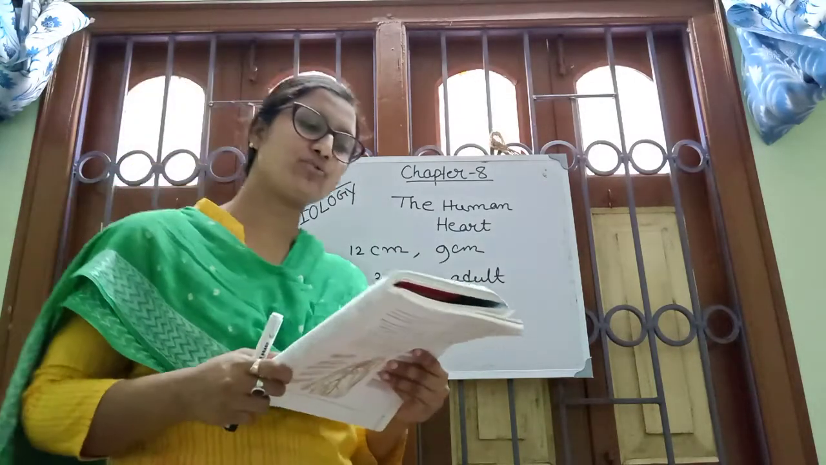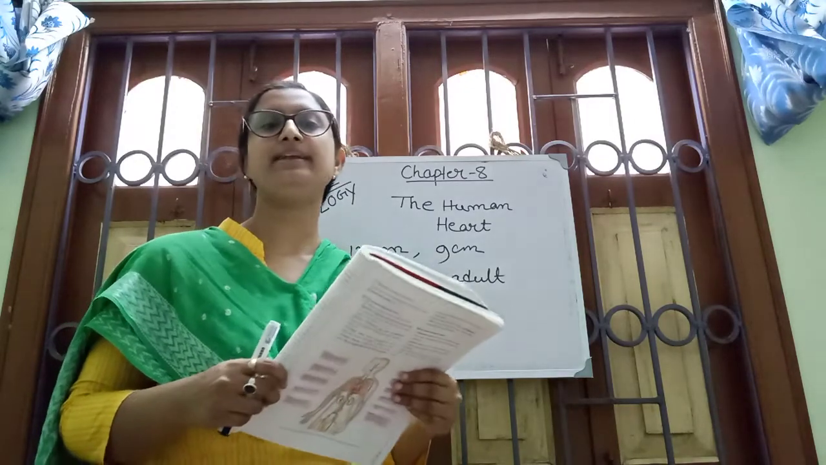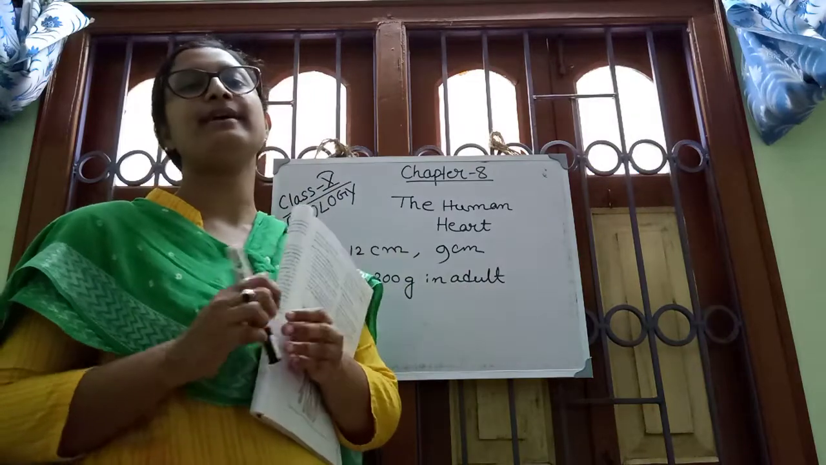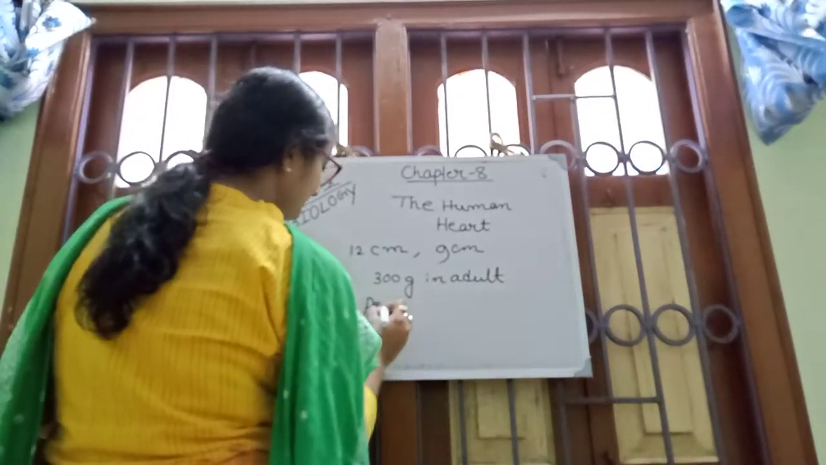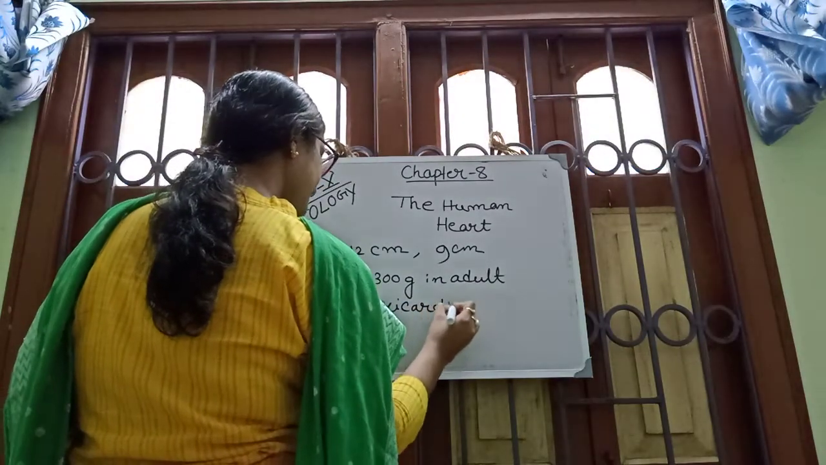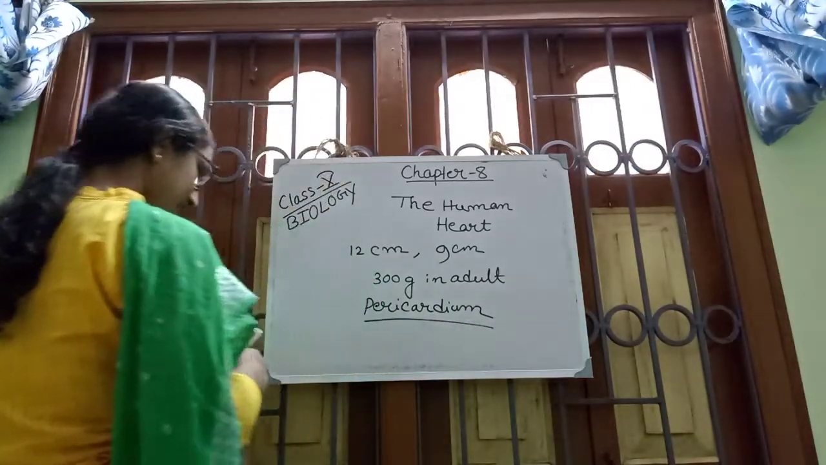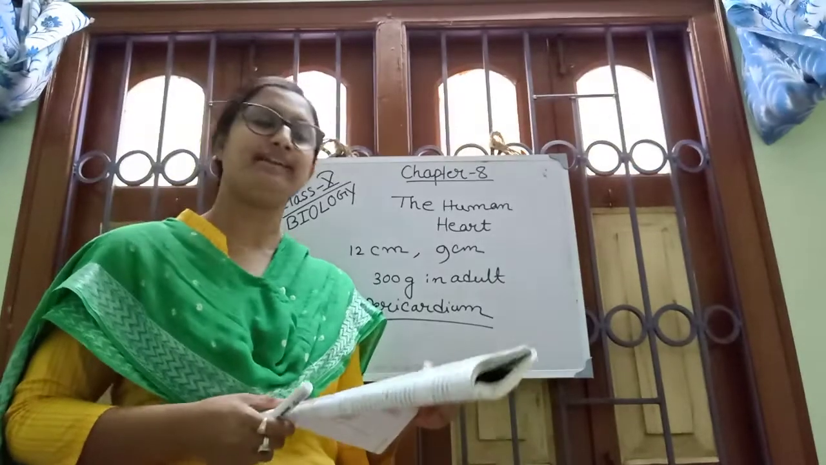The heart is enclosed by the pericardium. This is a layered membrane. The membrane name is the pericardium, and it protects the heart from mechanical injury.